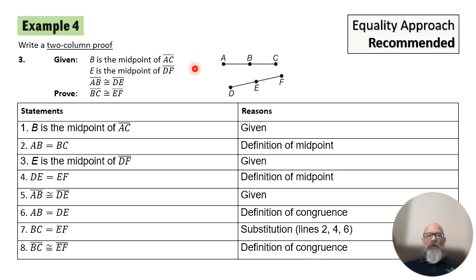B is the midpoint of AC. Okay, B is the midpoint of AC. So I mark this sucker up. Sorry, let me just get this mark. Okay. AB is going to be equal to BC. We're taking an equality approach now, right? Looks like an equality approach. E is the midpoint of DF. E is the midpoint of DF means that DE is going to be equal to EF. Well then, oh, there's some more information here. We're told that AB is congruent to DE. Okay, so now we know that AB is congruent to DE.